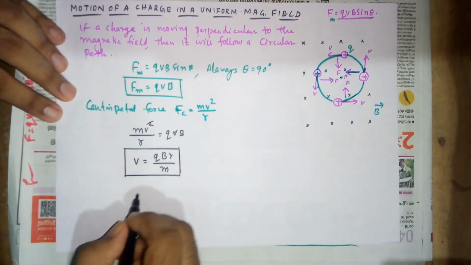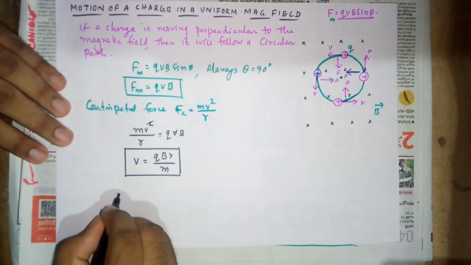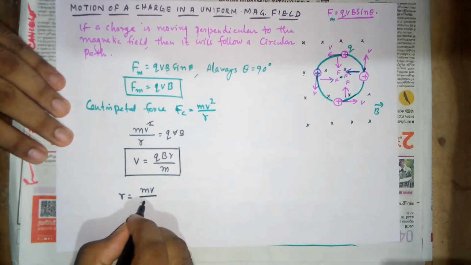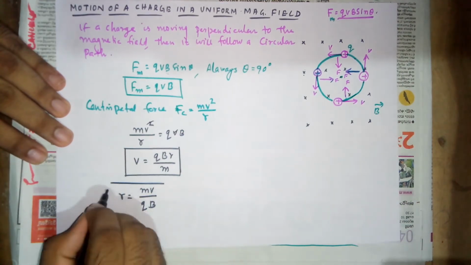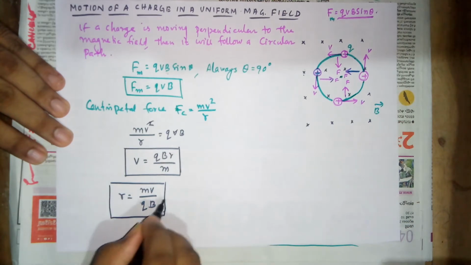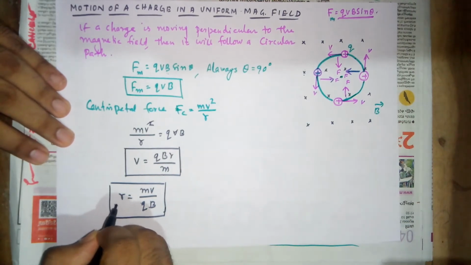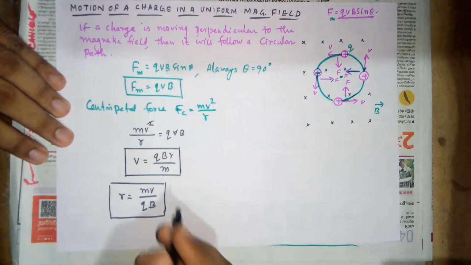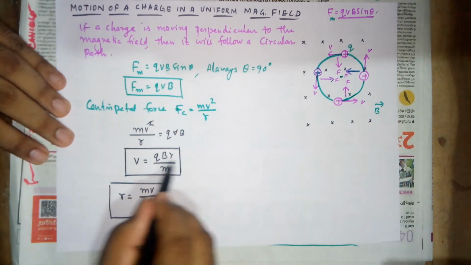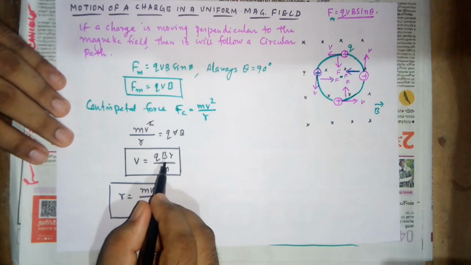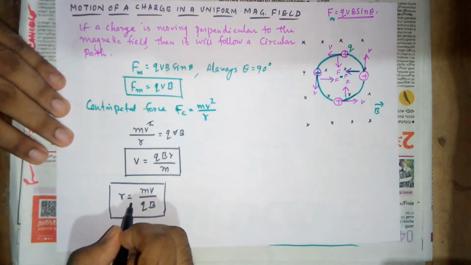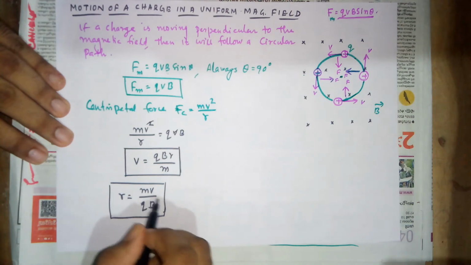Now from this we can write the expression for the radius. Radius is equal to mv by qb, right? mv by qb. This is another very important expression. This is the relation between radius and velocity, or radius and magnetic field, right? So this is the expression for velocity with which the charged particle is moving in the circular path, and this is the expression for the radius of the circular path.